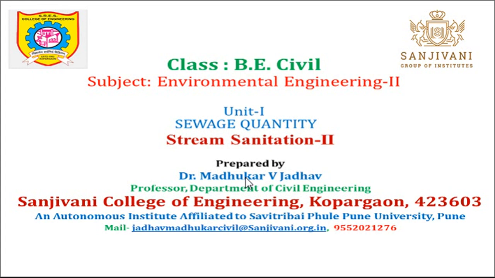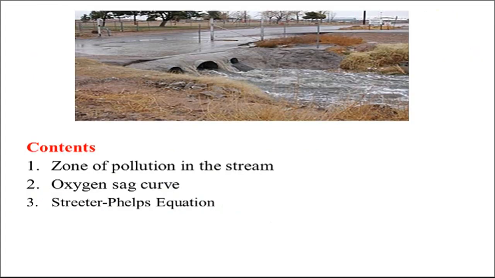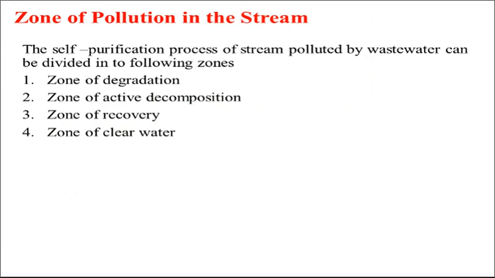In the last lecture under stream sanitation part 1, we have studied what is meant by stream sanitation, then self-purification of natural streams and factors responsible for self-purification. In this lecture, we are going to study zones of pollution in the stream, oxygen sag curve and Streeter-Phillips equation. So starting with zones of pollution in the stream.